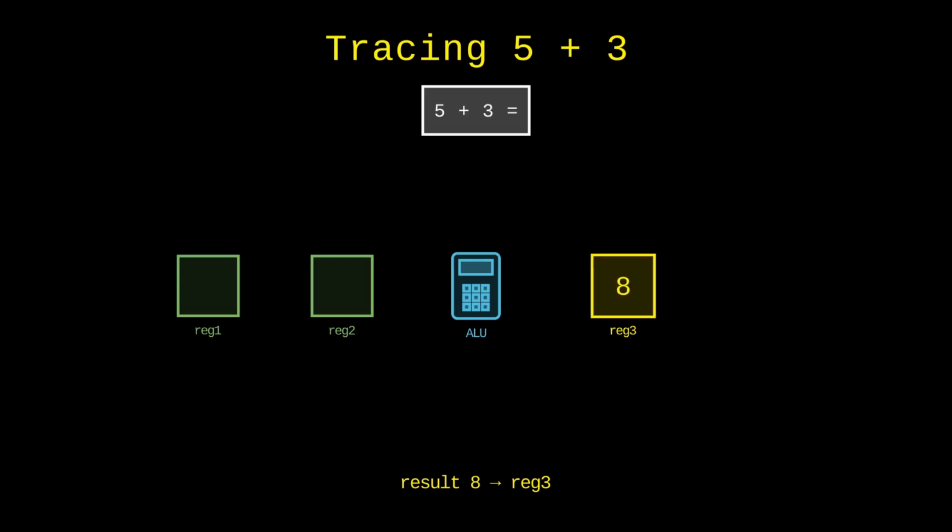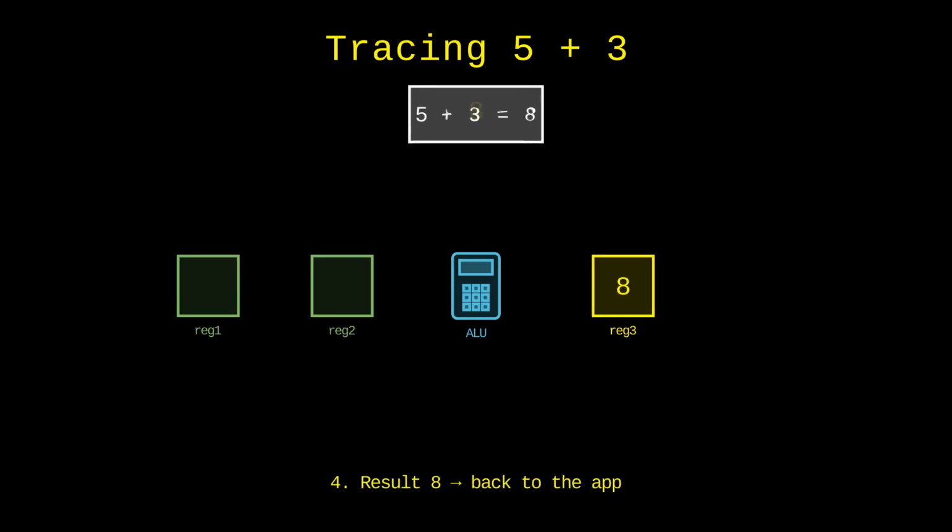The ALU gets to work. It takes the value in register 1, that's 5, and the value in register 2, that's 3, runs them through the addition circuitry built from logic gates, and puts 8 in register 3. Step 5, the result, 8, gets sent back to the app, which displays it on screen.